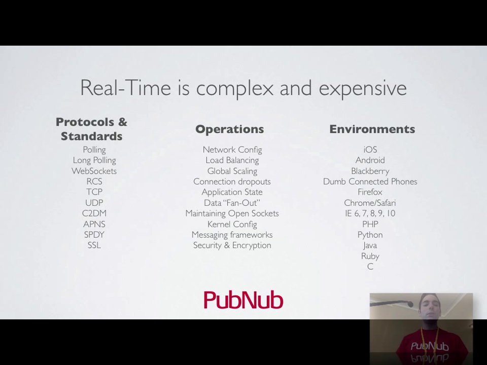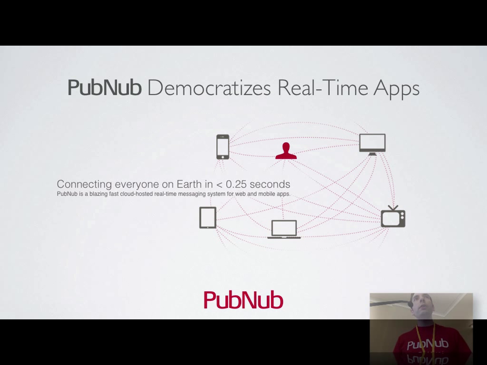It's complex. Any CS college freshman can build a website, spin up a database backend and build a business off that. However, building real-time is complex and expensive. There are all these protocols and operations and different ports that you can run stuff through. Building a cost-effective real-time solution is even more of a delicate process. And we have democratized real-time apps. We've made it easy to connect everyone on Earth in a quarter of a second.